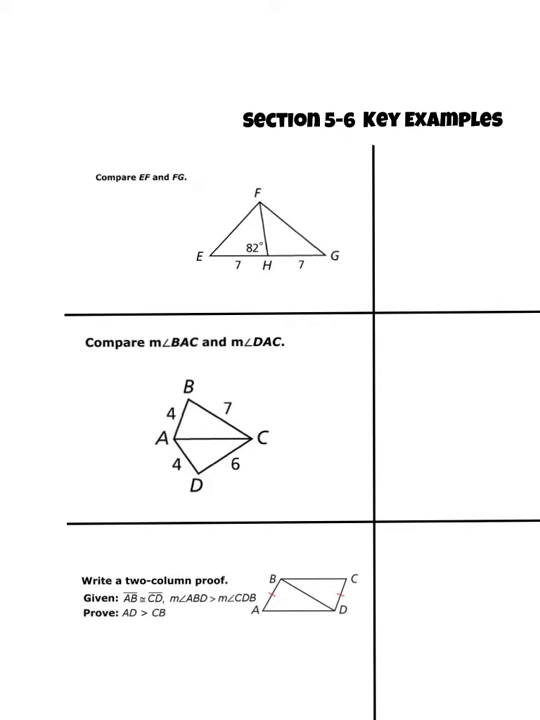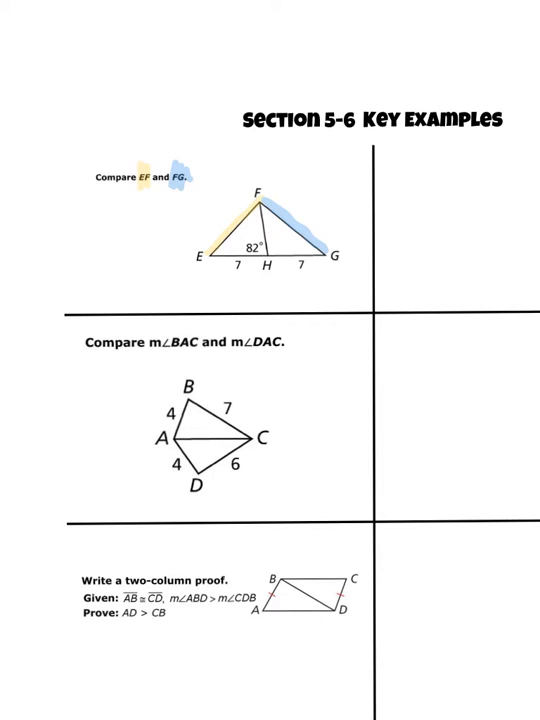So today we're going to look at examples from Chapter 5, Section 6. And the first one is asking us to compare EF to FG. So when I look at those two, I notice that they are each part of a triangle.